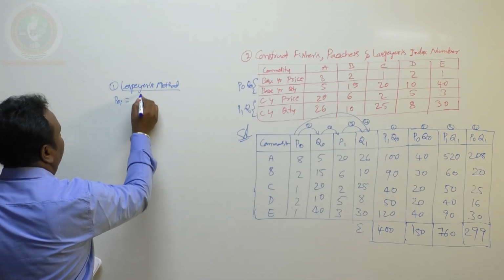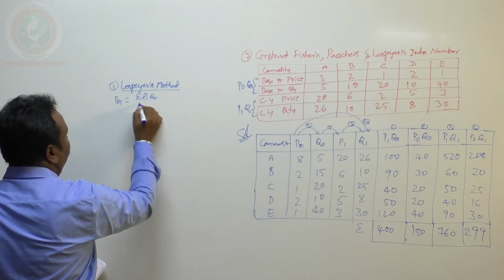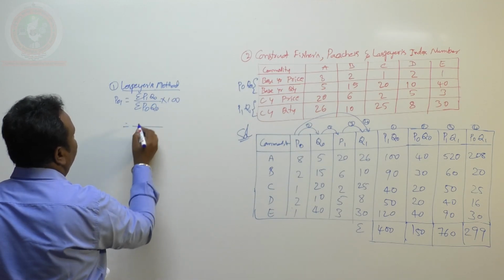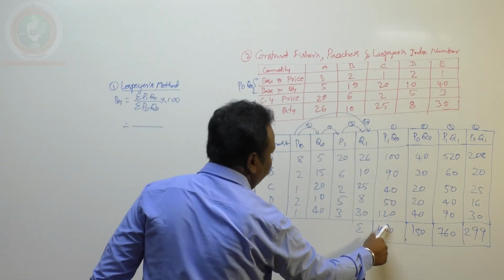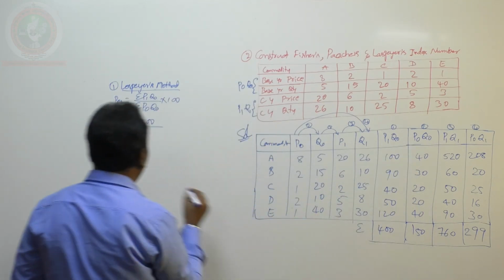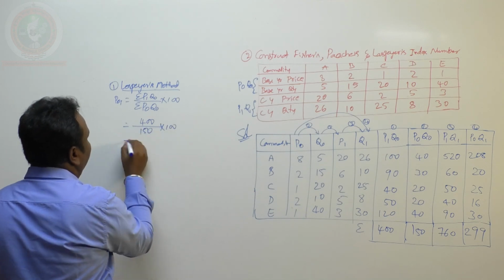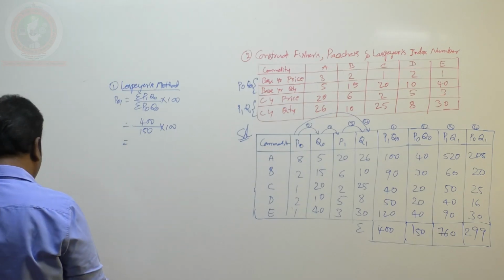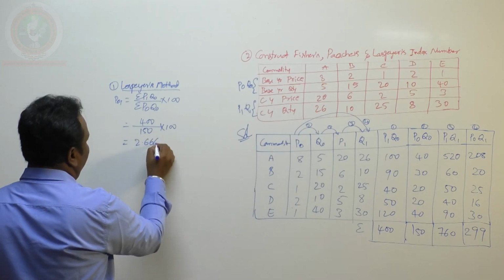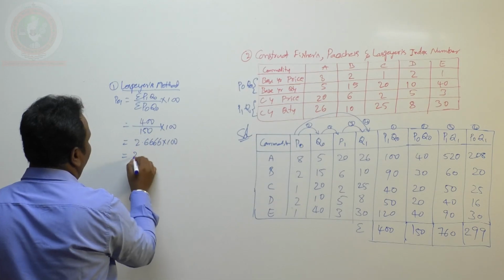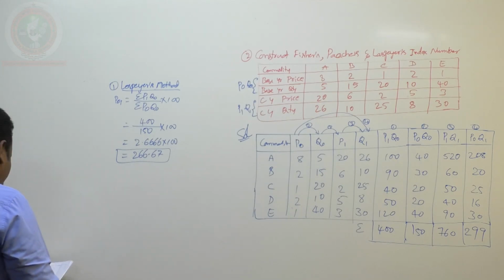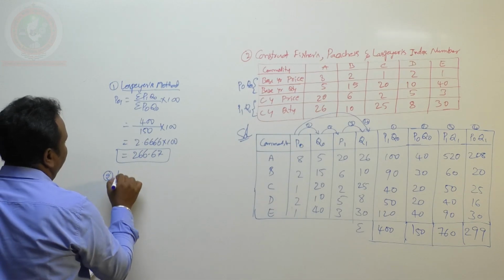P01 equals sigma P1 Q0 divided by sigma P0 Q0 into 100. So sigma P1 Q0 is 400. So 400 divided by sigma P0 Q0, which is 150, into 100. Now 400 divided by 150 into 100, that is 2.666 recurring into 100. So we will get 266.67 under Laspeyres' method.